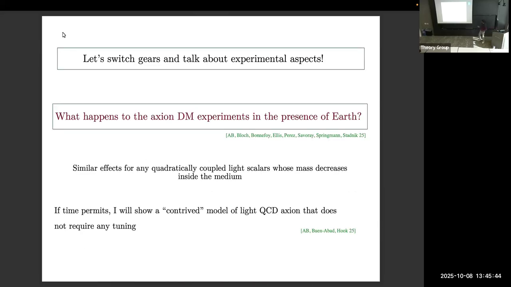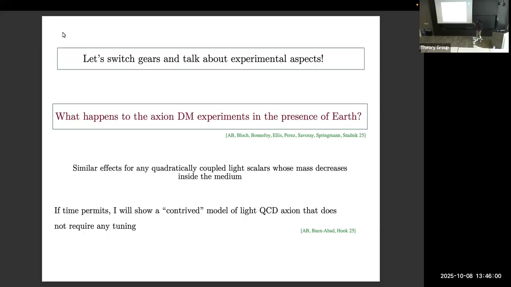But now I really want to switch gears. If you really want to see, I can show you how to do it in one model where you put in a lot of stuff, but you can actually do it. This is the paper that we wrote with Anson recently.